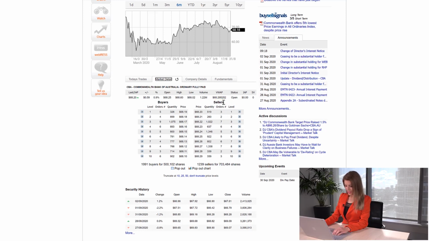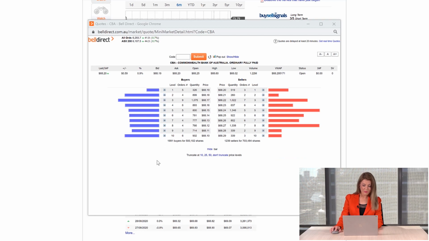Down the bottom, you can see the amount of buyers and the number of shares being bought versus the number of sellers and the number of shares being sold. Alternatively, if you're hungry for more detail, you can pop this out in a chart format by clicking here. It has the same info as the previous page, but it's in graph form and has a little more info. So you can see how the stock is trading.